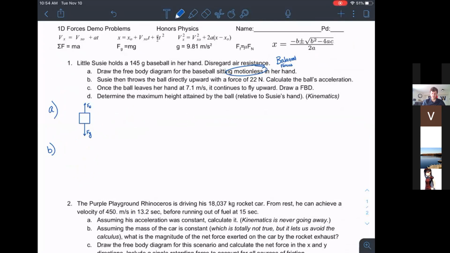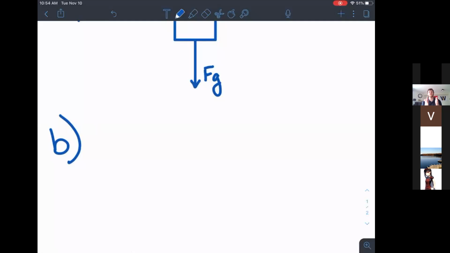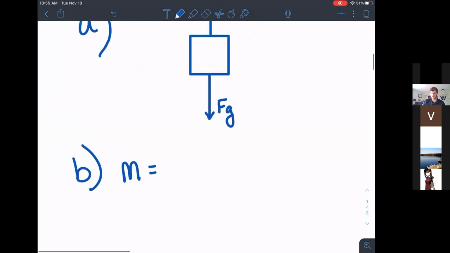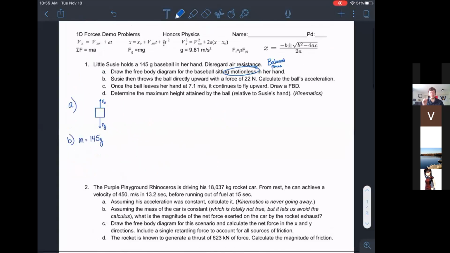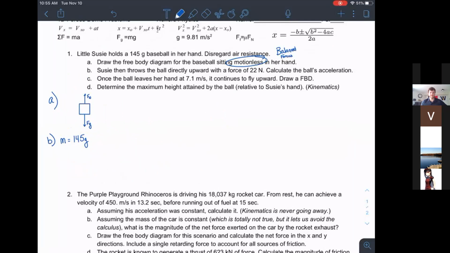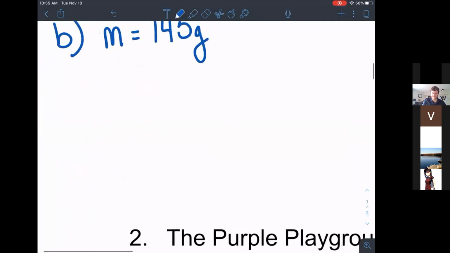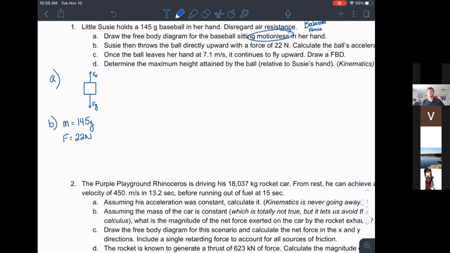The weight. So not the weight, careful. Weight means force of gravity acting on that object. So we know its mass. Mass. And what was its mass? 145 grams. And what else might we know about this ball? The force she throws it at. Awesome. And that is? 22 newtons. Wonderful. Do we have an equation we can use? Yes, F equals ma, but you'll have to rearrange it.